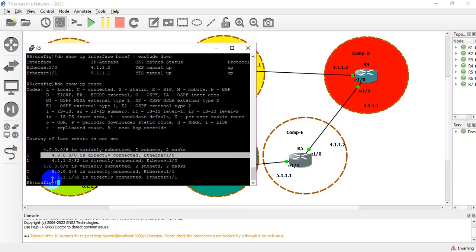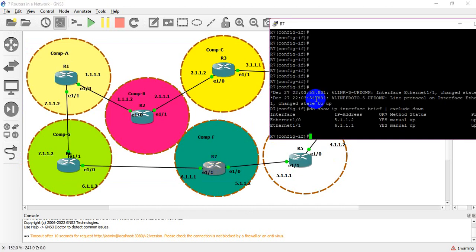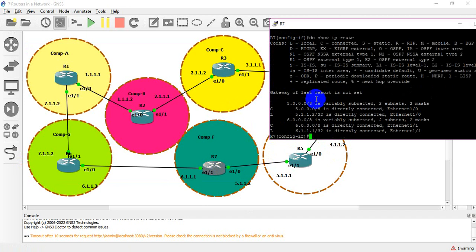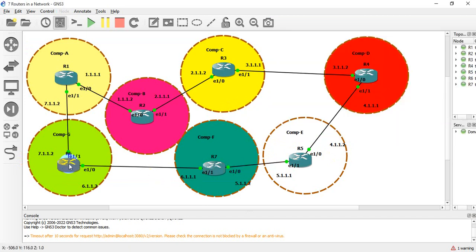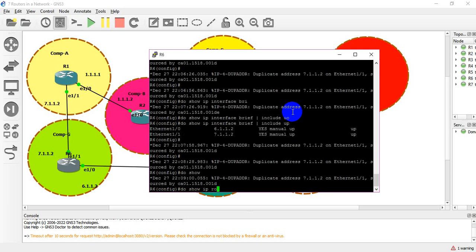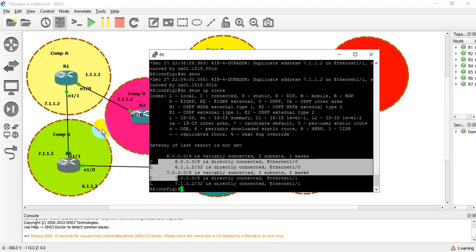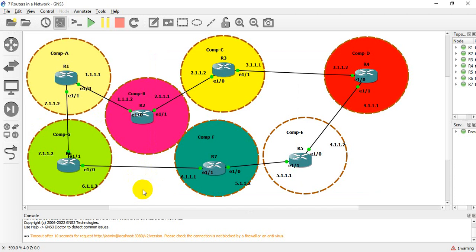Only connected networks 4 and 5 are available. Yes, 4 and 5. Let's check this one: only connected networks 5 and 6 are available, 5 and 6. And let's check the company G router network routing table. So do show IP route. Yes, only two connected networks are available, 6 and 7, 6 and 7.